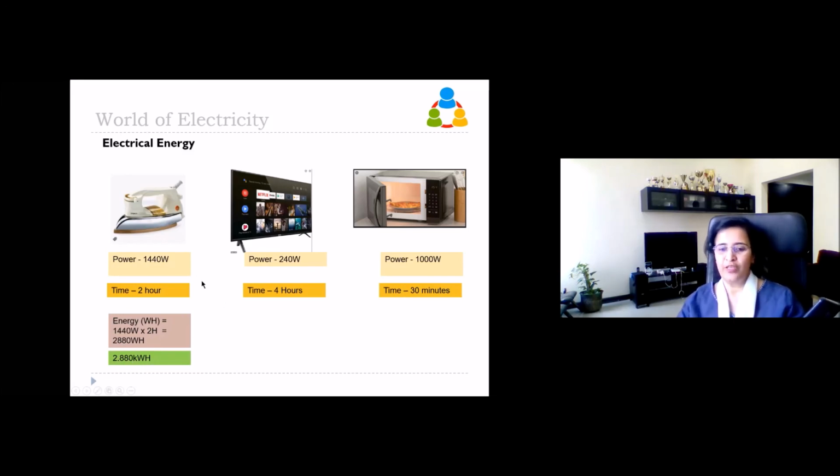Now let us see for the TV. If I'm using a 240 watt TV for 4 hours, how much is the energy for that? Quick one, quick maths. 960, Hrithikesh, yes. Everyone, quick one. 0.96 kilowatt hour, that's right. So if I use the TV for 4 hours, it's 0.96 kilowatt hour.